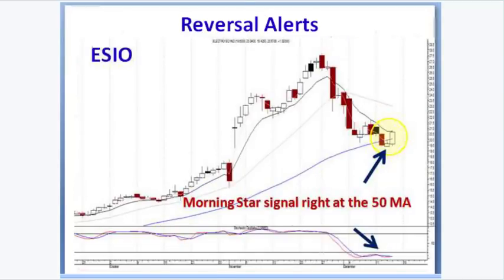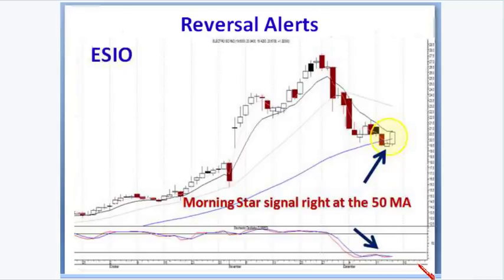So instead of searching for hours every night, Jeff will show you how to use the signals we've already got built into their system. There's our Morningstar signals, smack dab on the 50-day moving average with stochastics in the oversold area.